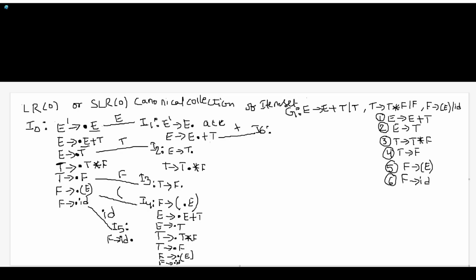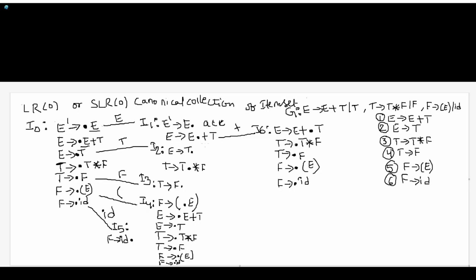I6, to shift for what? A plus symbol. Now the grammar will be E derives E plus dot T. Okay, after shifting, again we observed a non-terminal. Include the T productions: T derives dot T star F and T derives dot F. Again after dot we observed a new symbol, that is F. So include the F productions also: F derives dot within the brackets E, and F derives dot ID. Okay, that is how we have constructed the I6.